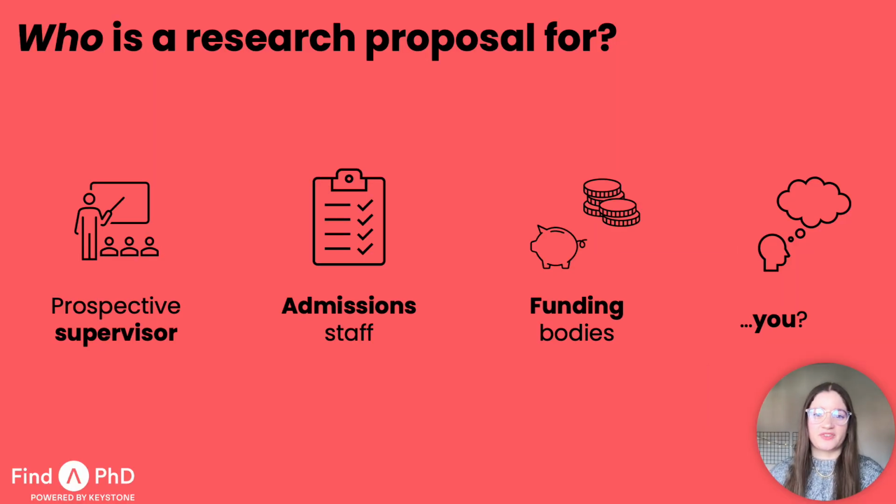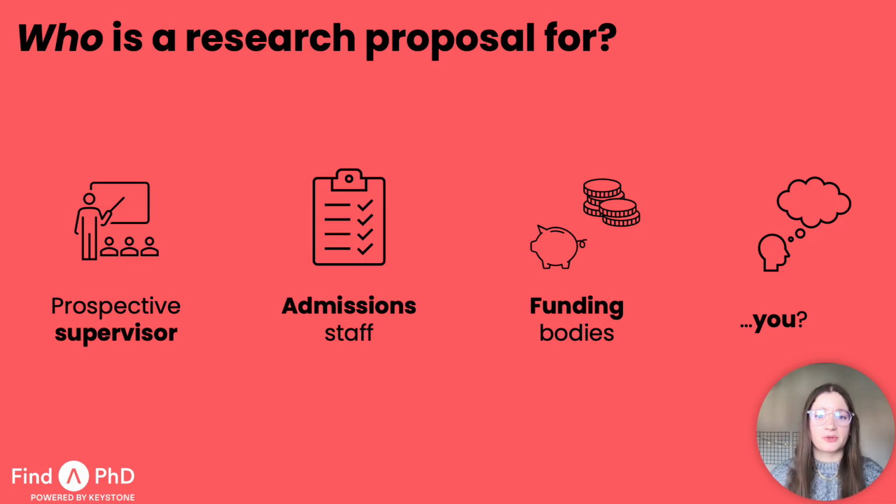Knowing the audience of your research proposal can be really helpful to think about when you're writing it, and there are 4 key audiences to consider. Number 1 is your prospective supervisor. They want to know that you're proposing a subject that fits their research theme, and they need to be confident they can actually help you achieve your PhD. It's a really good opportunity to show them your understanding of the subject and what's involved.